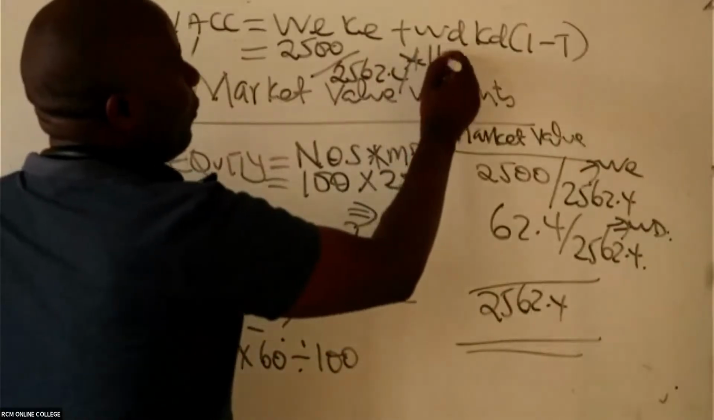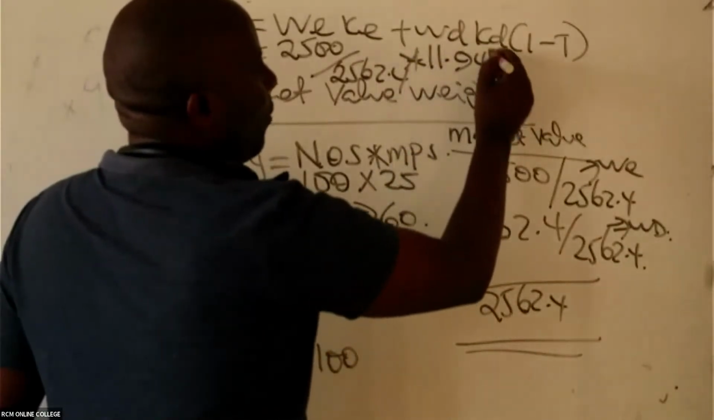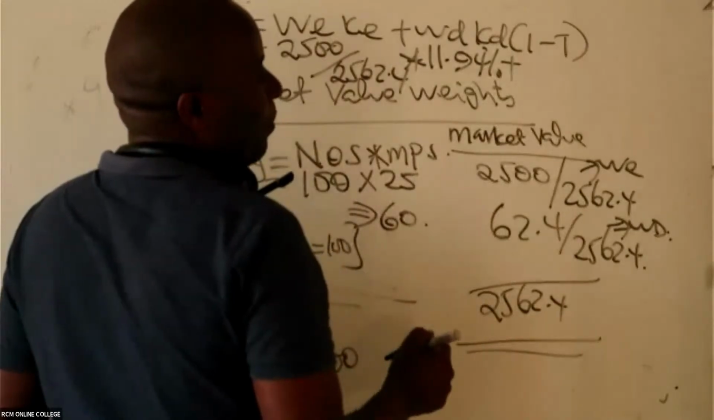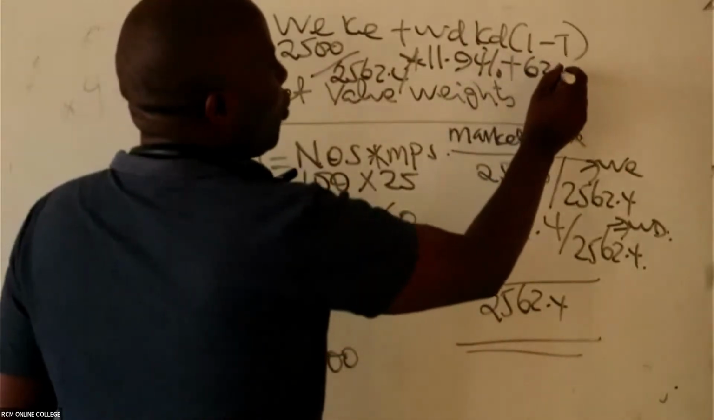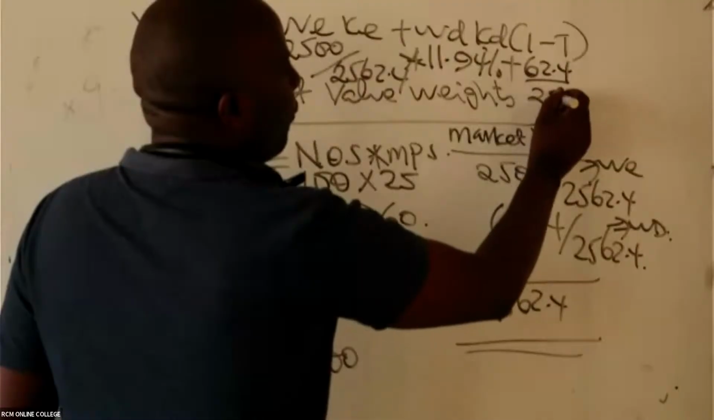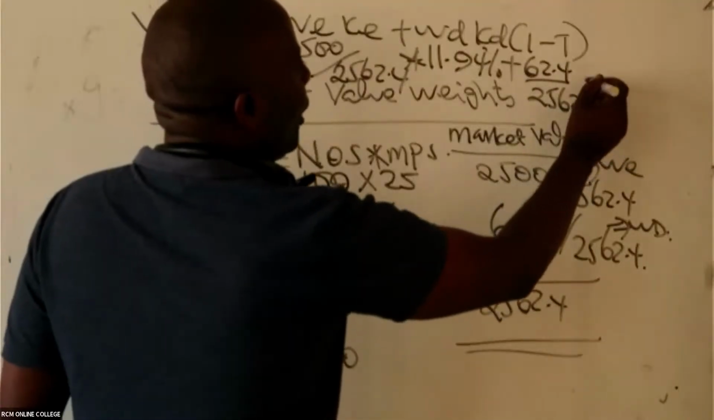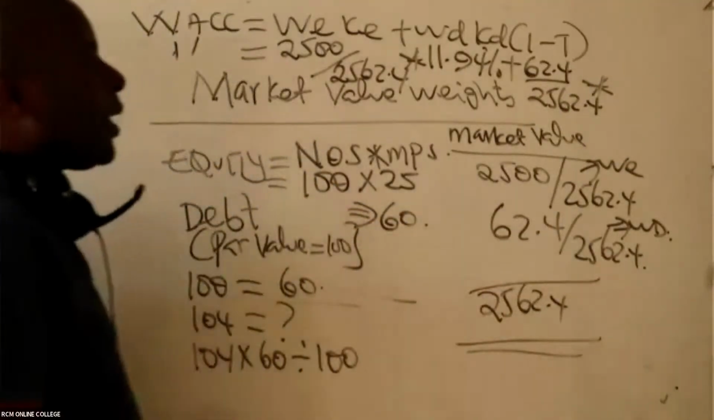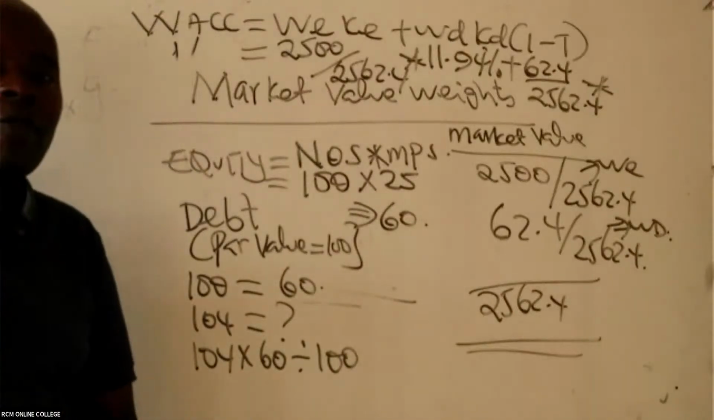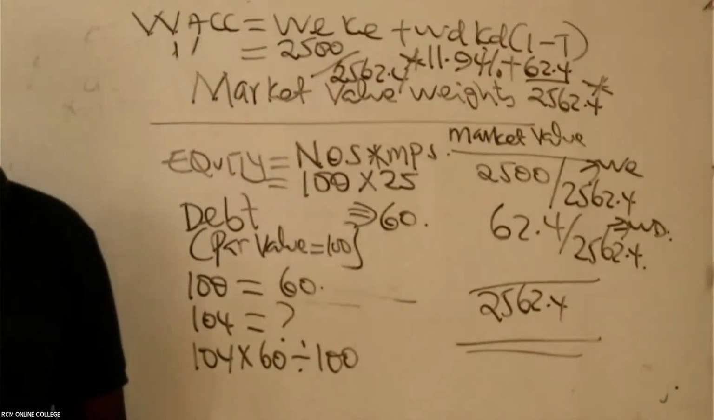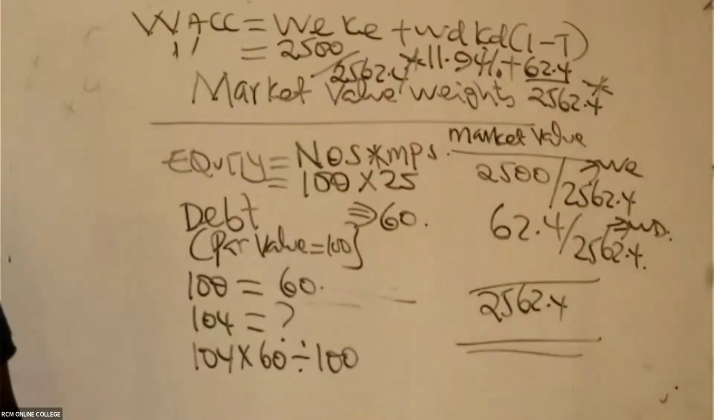You guys are giving me a figure of 11.94%, plus the weight of debt, which is 62.4 over 2,562.4 times Kd. Have they given me Kd? Have they given me the cost of debt? Have they given me the rate of interest in this question?